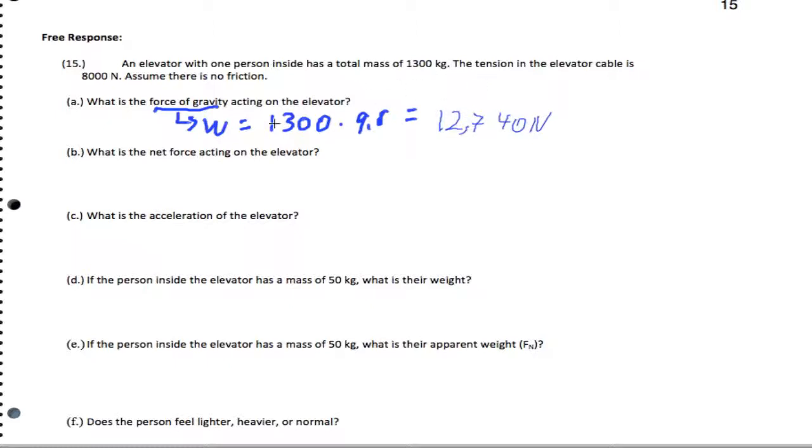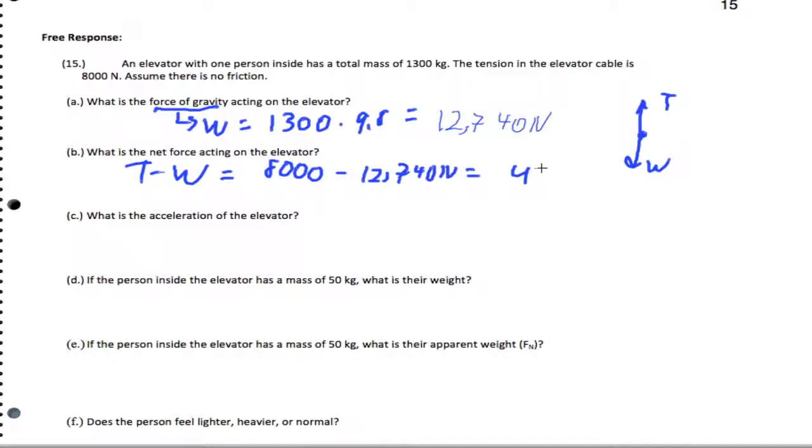Excellent. Now, what is the net force acting on the elevator? Let's do a free body diagram. We have the tension, we have the weight, and these two things are what compete to give me the net force. So I'm going to have 8,000 minus 12,740 newtons, and that's going to end up being 4,740 newtons, and that's a negative. So that means that the net force is downwards.